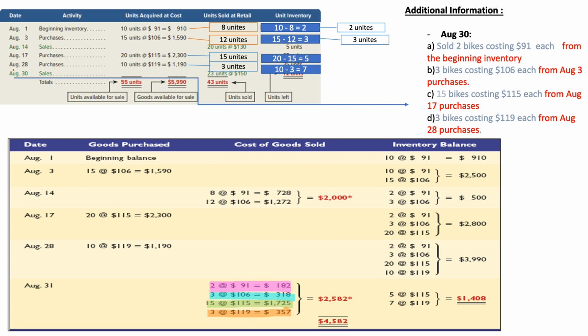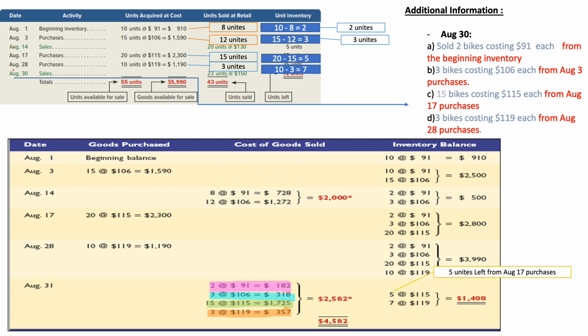And now, because the company did sales, of course, my inventory balance is going to decrease, because whenever the company is selling, the inventory is going to decrease. So remember, when you record the inventory balance after a sale, we only take the units left and multiply them by the cost. So now in August, on the beginning inventory, I have 0, because I have 2 and we sell 2. And August 3rd, I have 3 units left and I sell 3 units, so I have 0. And now I only have 5 units from August 17 and 7 units from August 28.